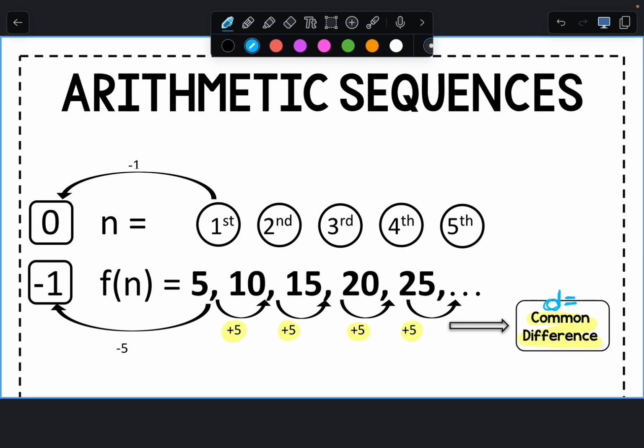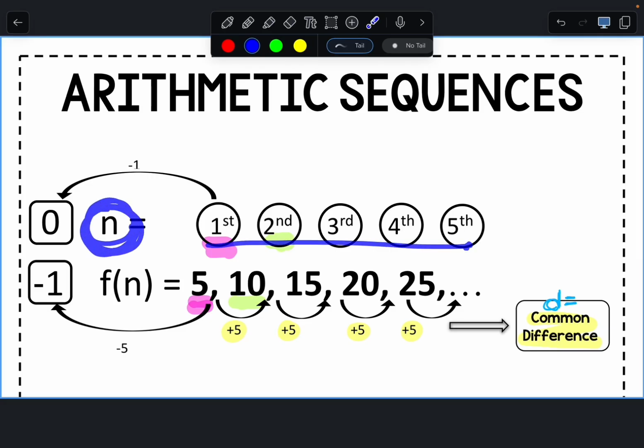Okay? Now, every number in a pattern has a place value. The number 5 is the first number in the sequence. The number 10 is the second number in the sequence, 15 third, 20 fourth, and so forth, right? These first, second, third, fourth place values in your sequence are your x values, okay? But in sequences, they use the variable n.